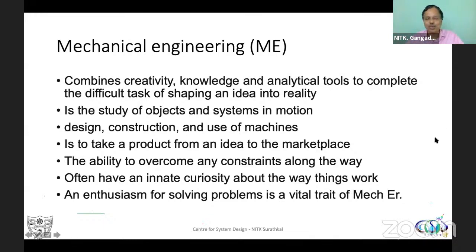And the ability to overcome any constraint on the way in order to convert an idea into reality is what we normally make our students do in the class. We'll give you a tough task, and you will be really tired of doing many things, but that will make you stronger and give you the opportunity to work on real difficulties. When it comes to real difficulties, it becomes so easy because you are already trained well.